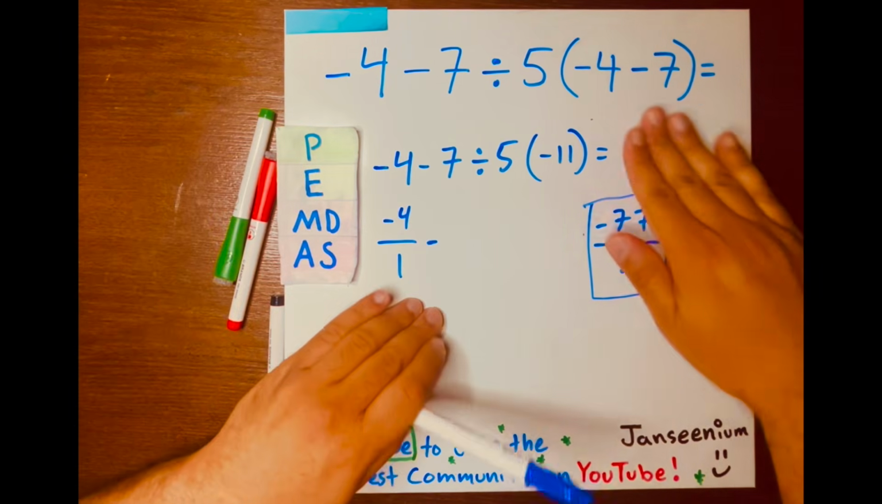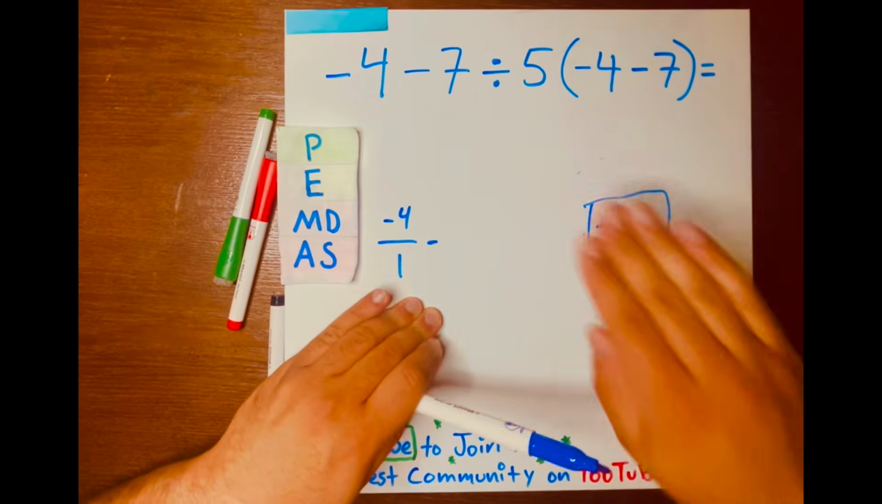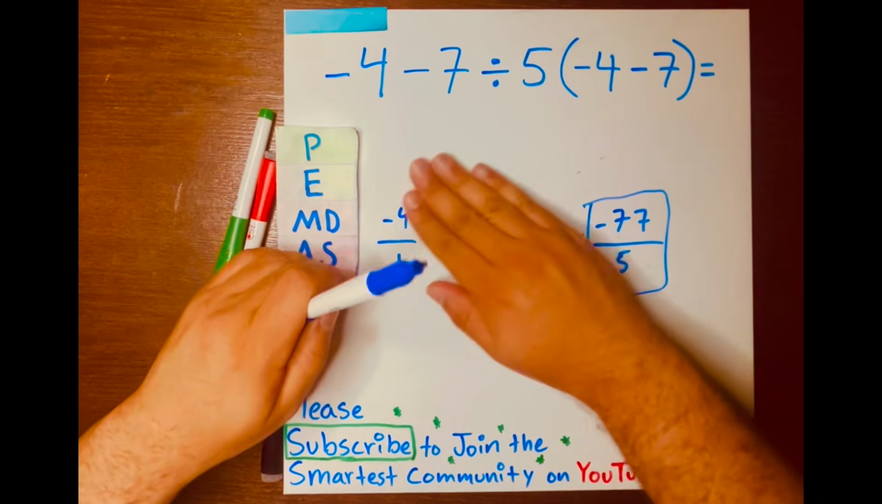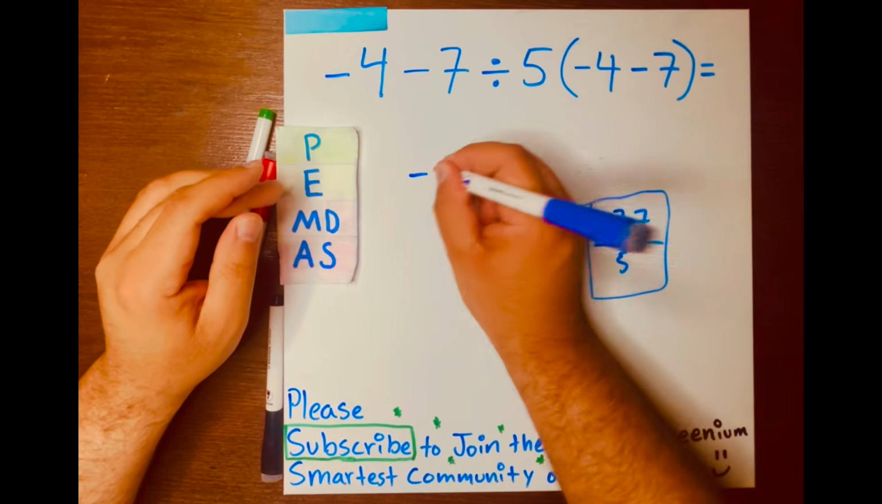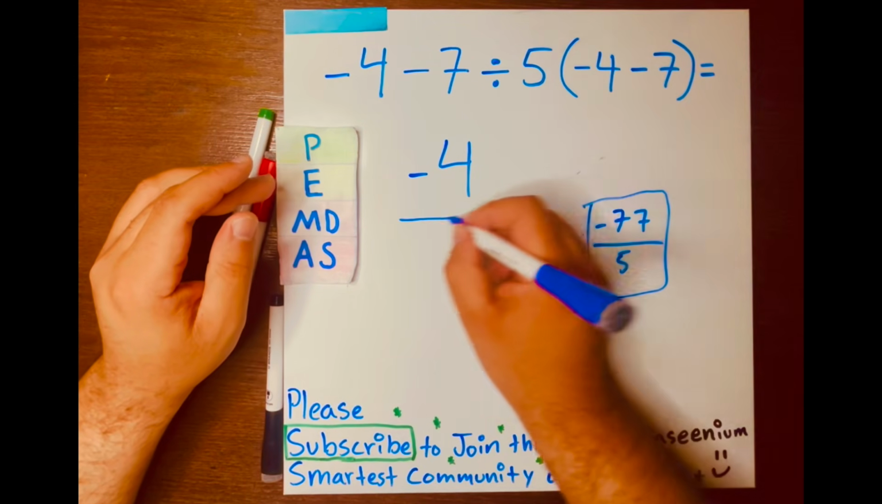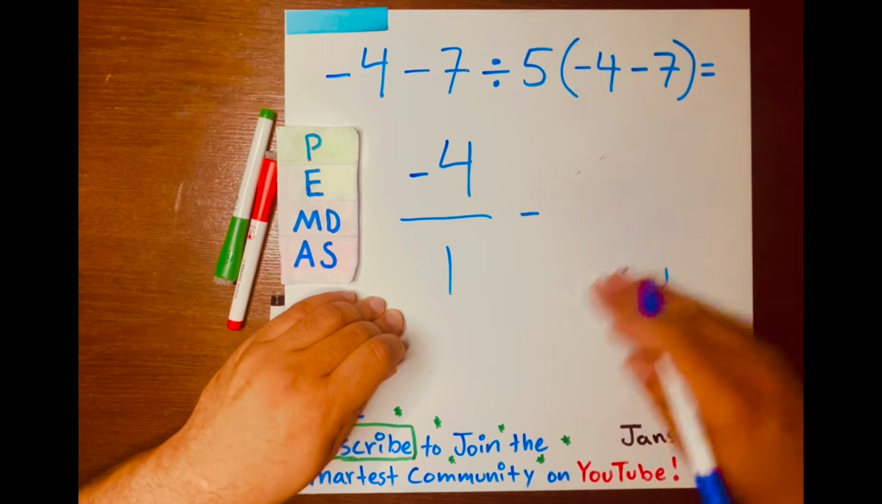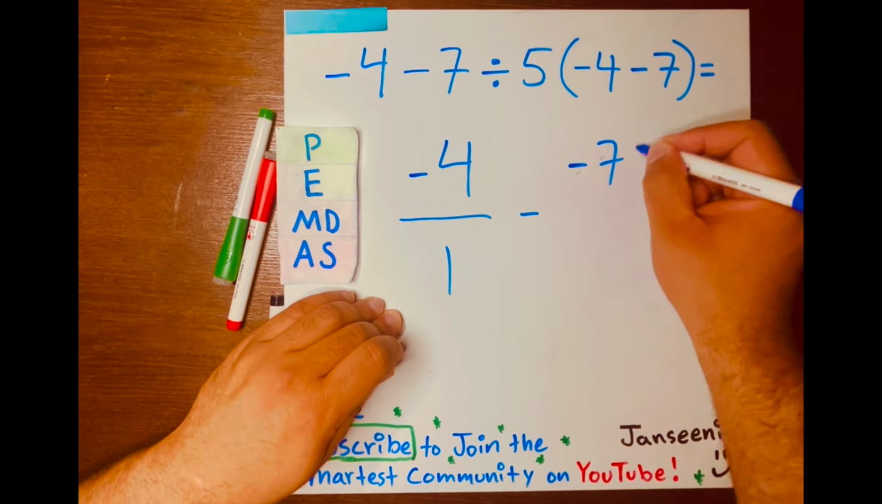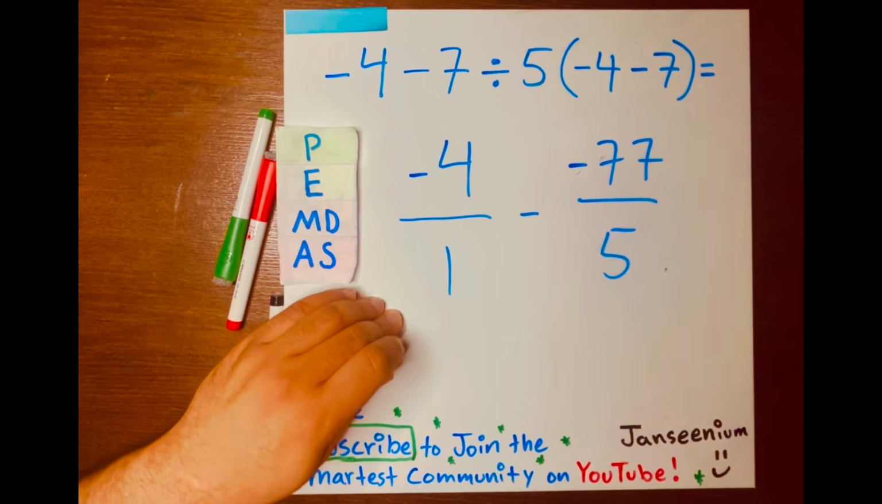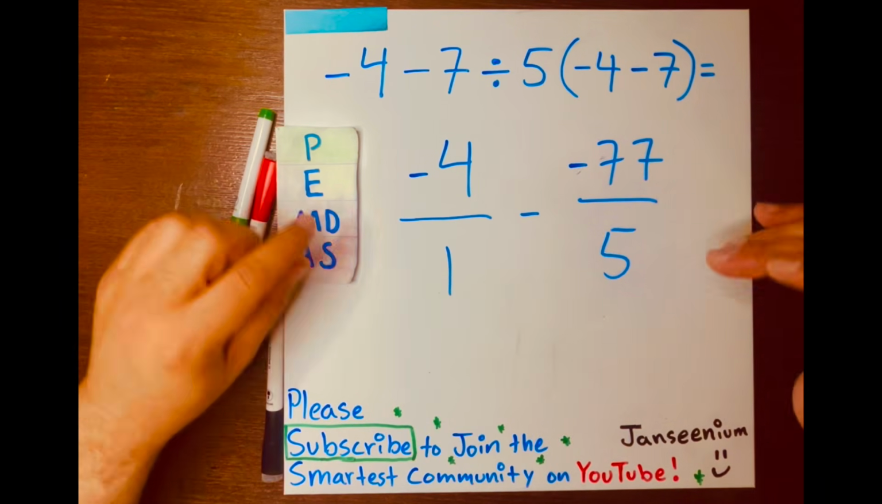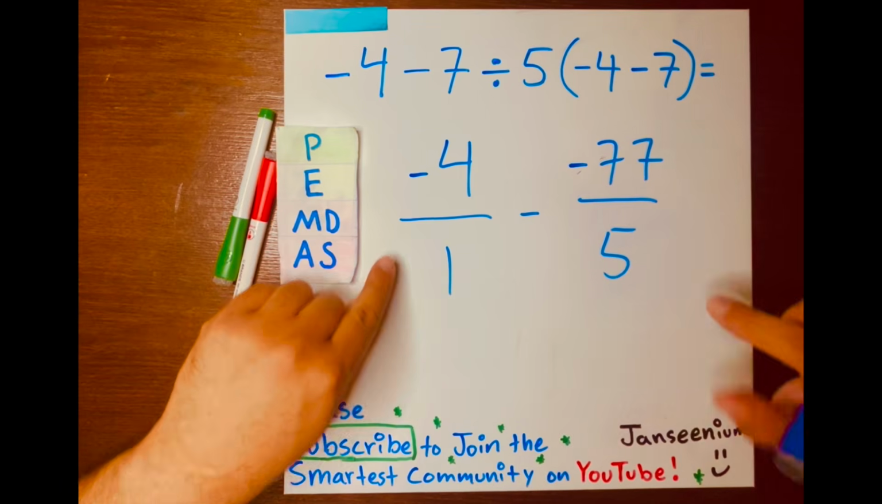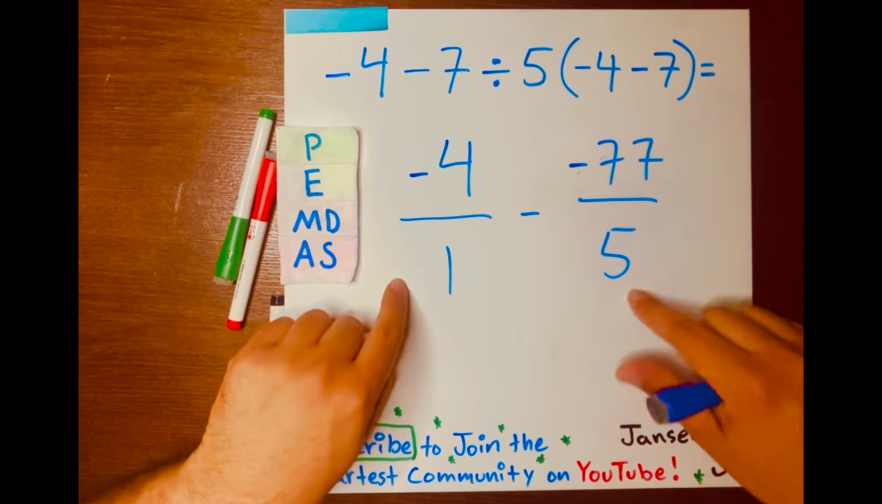long division. And I'm just going to erase this for space and write the negative 4 over 1 minus a little bit larger on the board. So negative 4 over 1 minus, and then negative, I need to remember that, negative 77 over 5, right? And now we're subtracting two fractions, but the denominators are different.